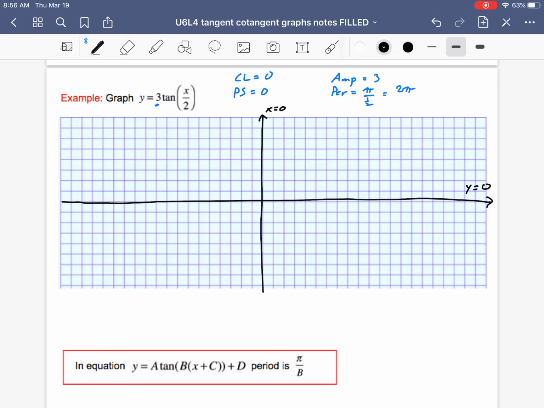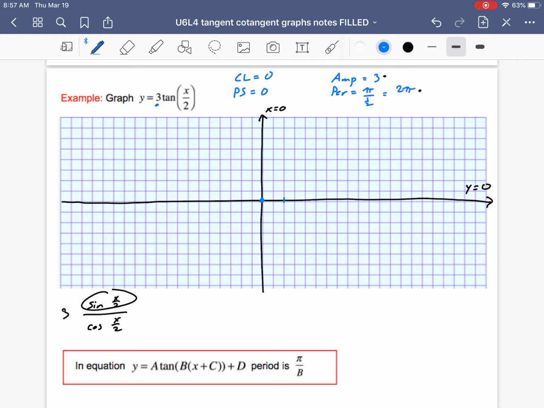We know the period is 2 pi, so we're going to use that to build the graph. We also know the amplitude is 3. Again, tangent is sine over cosine. So this is really like 3 times sine of x over 2 over cosine of x over 2. So if I look at the top, when sine is 0, this graph is going to be 0. Okay, so sine is 0 at, let's go with blue, at 0.